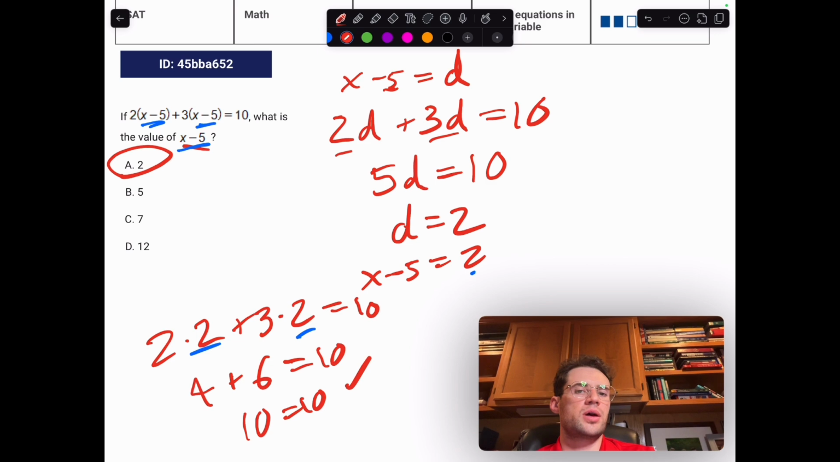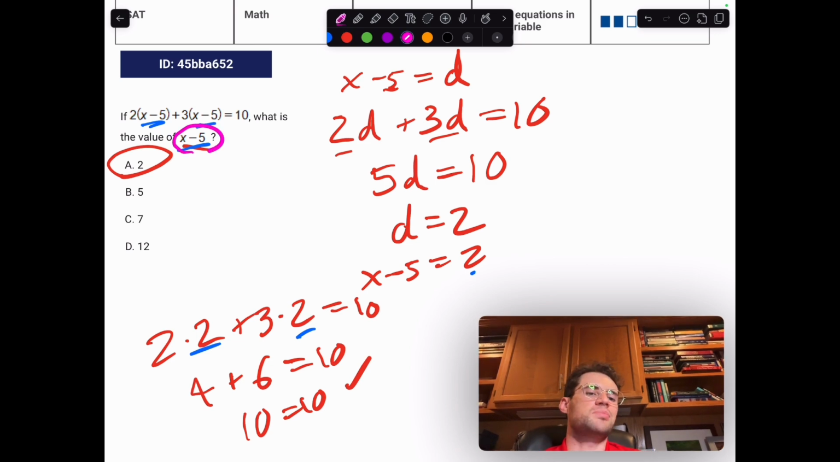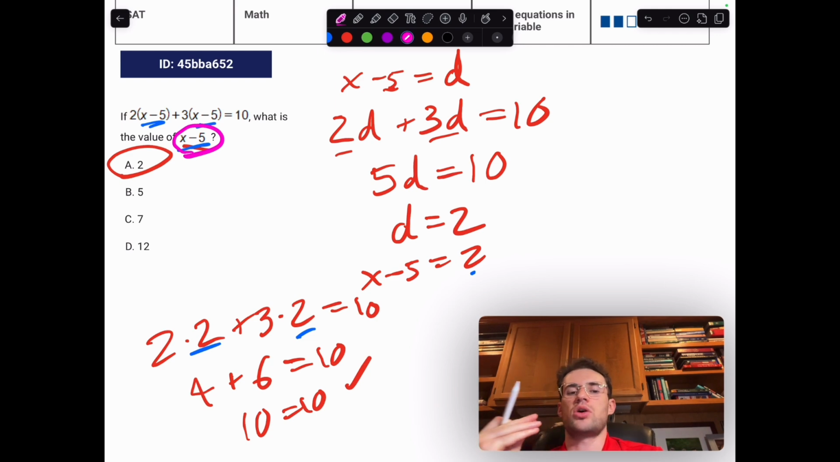That's a shorter way to do it. I will show if you did want to just solve for x. Again, just be careful. If you're going to solve for x, make sure you know they're asking for x minus 5. So do not give x as your answer. They have x here. If x minus 5 is 2, then we know x is 7. So they're trying to trick you there.